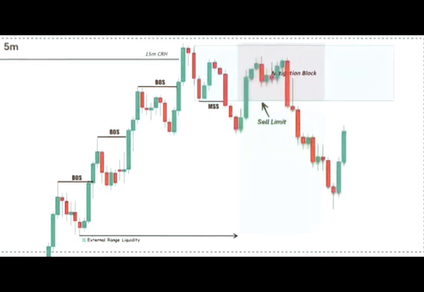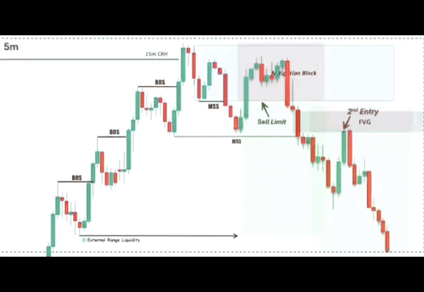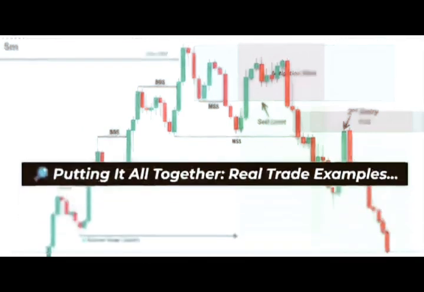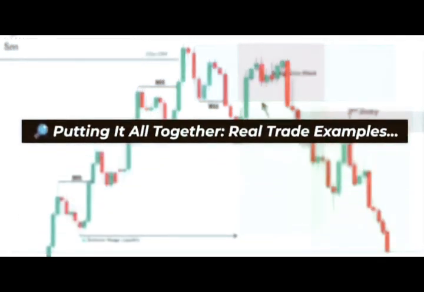And just like the 1-minute IFVG model, if the first trade is already running in profit, we can always add another position as a continuation setup if price forms a new bearish fair value gap during the next pullback. In that case, the next unmitigated bearish fair value gap becomes our second entry zone. Now, let's put everything together and move into some real chart examples to see how we approach different market scenarios.